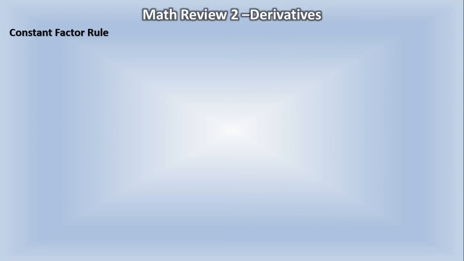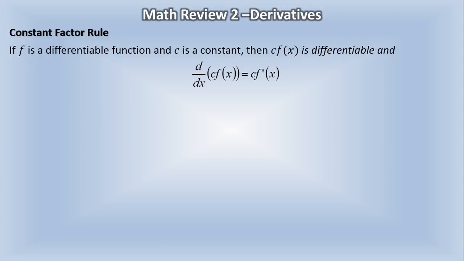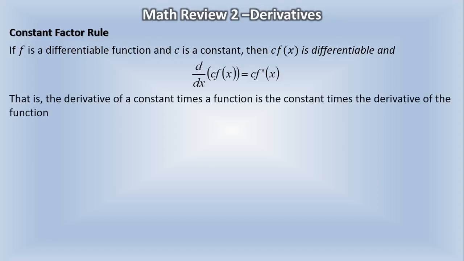All right, constant factor rule. If f is a differentiable function, and c is a constant, then the function times a constant is going to be differentiable, and essentially you just leave the constant alone and take the derivative of the function. So the derivative of a constant times a function is the constant times the derivative of the function.